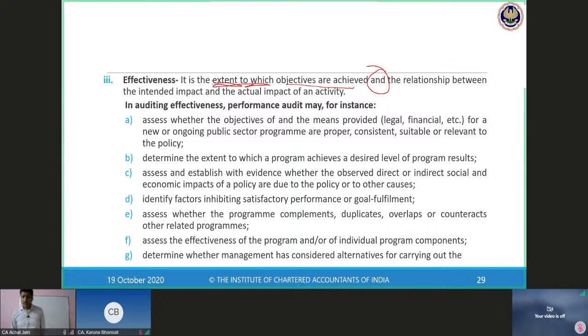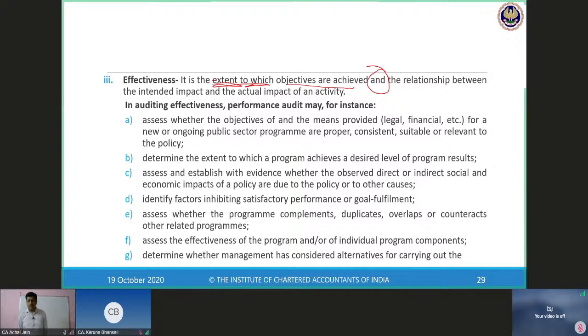So let's see, by auditing this effectiveness, what is it that the performance audit may do? The performance audit may assess whether the objectives of and the means provided, like legal, finance, for a new or ongoing public sector program are proper, consistent, relevant to the new policy. It may determine the extent to which the program achieves the desired level of program results. It may assess and establish with evidence whether the observed direct or indirect social and economic impacts of a policy are due to the policy or to other causes.